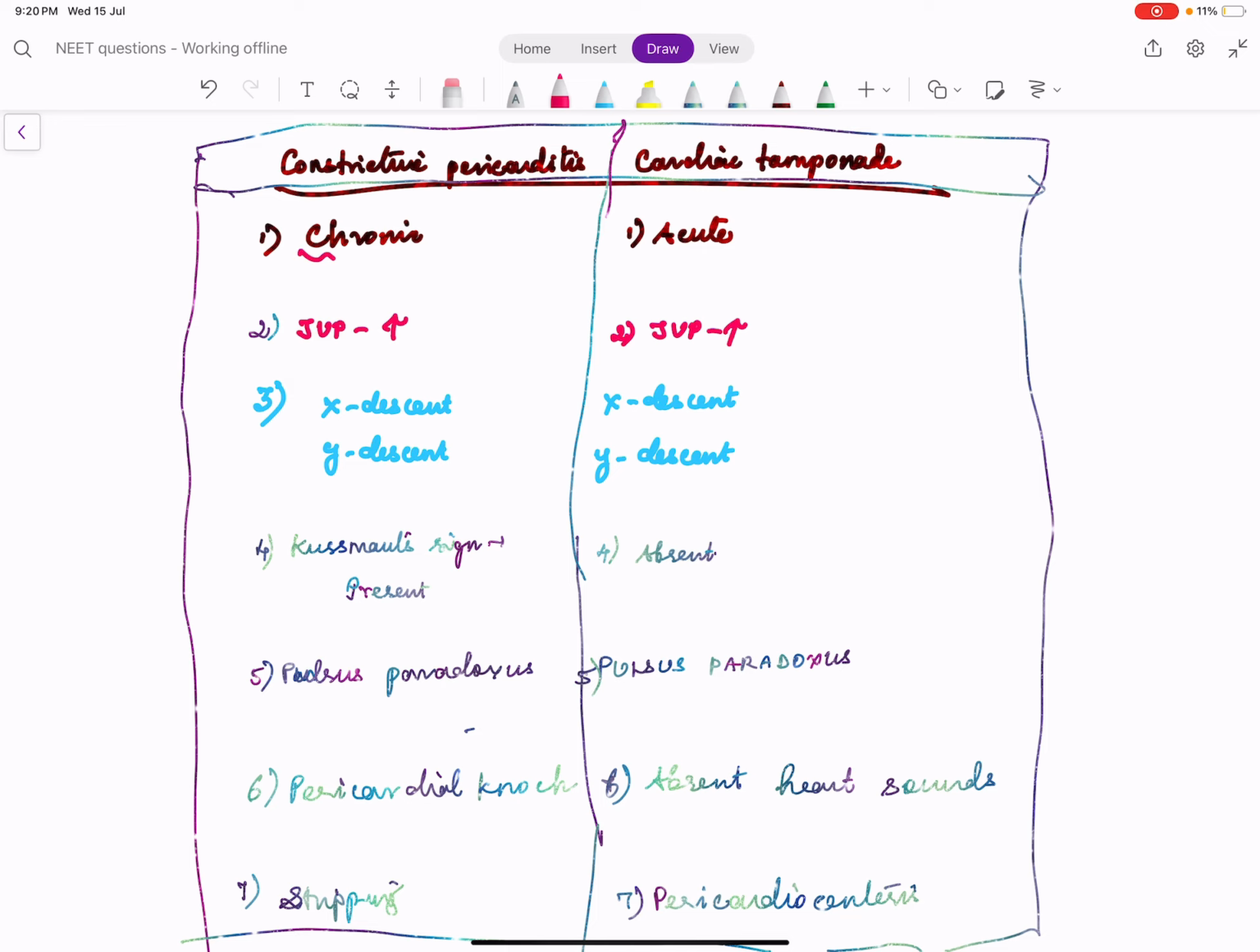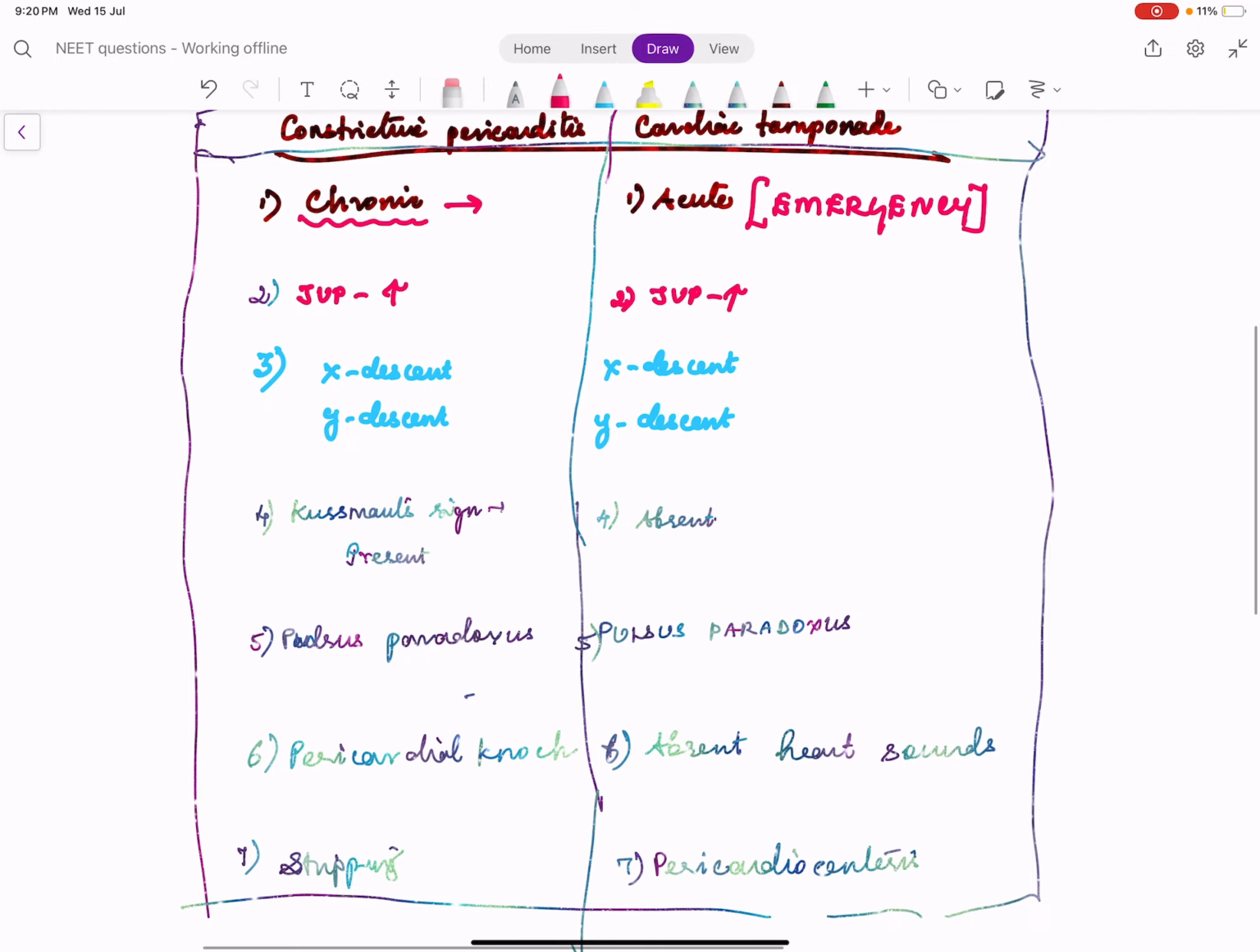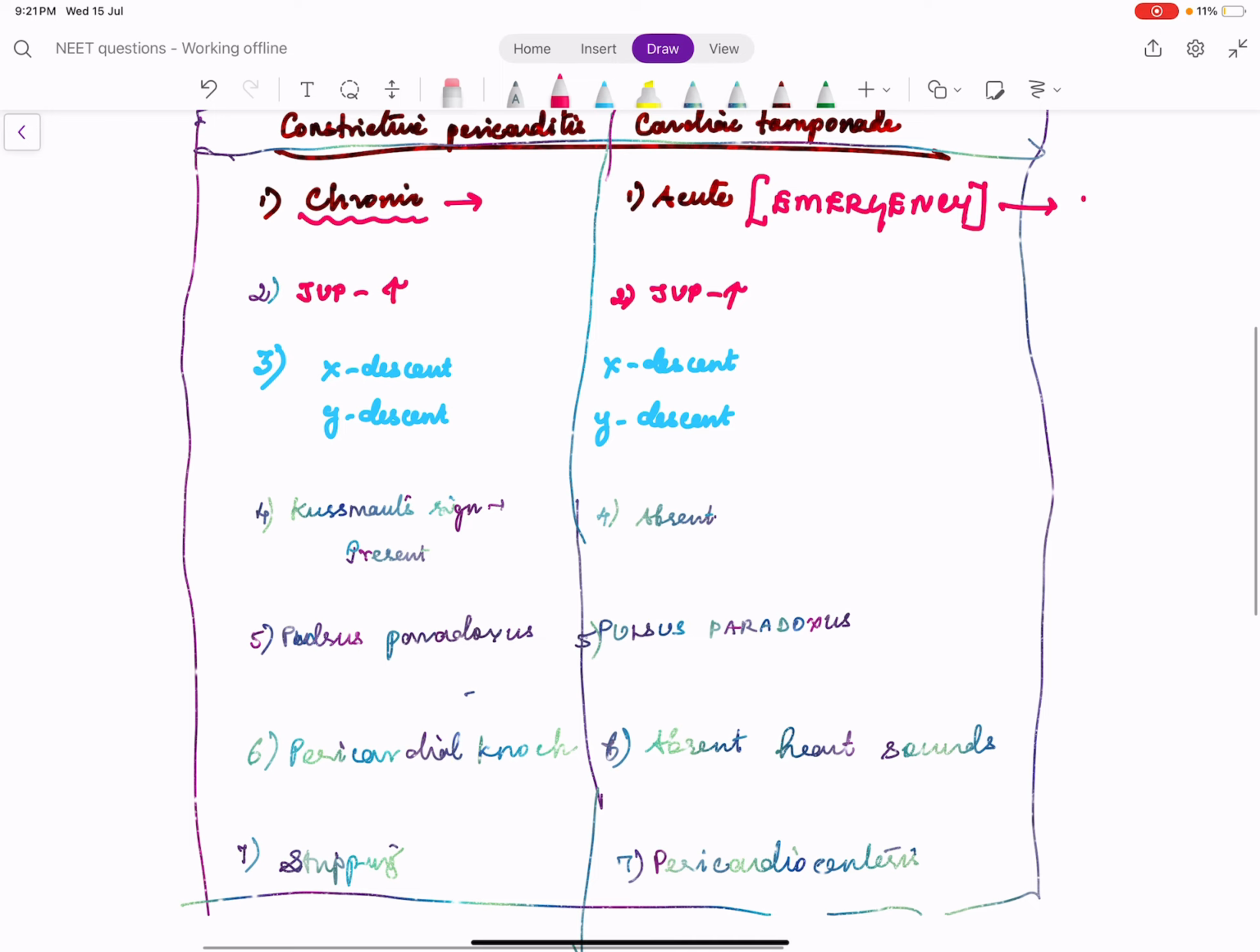Constrictive pericarditis is a chronic condition. There is some insult or injury to the pericardium. It gets fibrosed, becomes thick, constricts and compresses the heart. So it is a chronic condition. Whereas cardiac tamponade is an emergency. It is acute accumulation of blood or fluid in the pericardial cavity, compressing or collapsing the heart. Diastolic collapse of ventricles is one of the echo findings here.